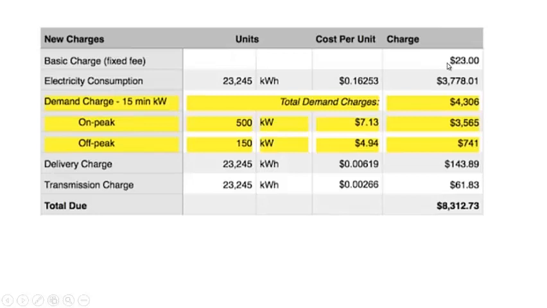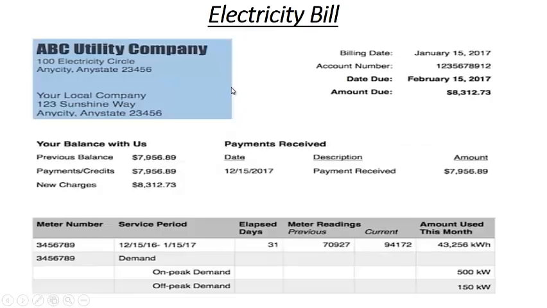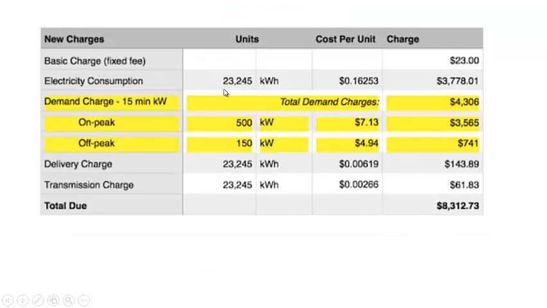So what is the basic charge? The fixed fee is $23. Electricity consumption, as I have told you, is 23245. Here it has a wrong figure, it is not like this. So it is 23245, and when you multiply this, it comes out to be 3778.01. So this is F, this is C, this is X. No, this is D, this is Y. Total energy consumption, this is the unit charge of the energy.